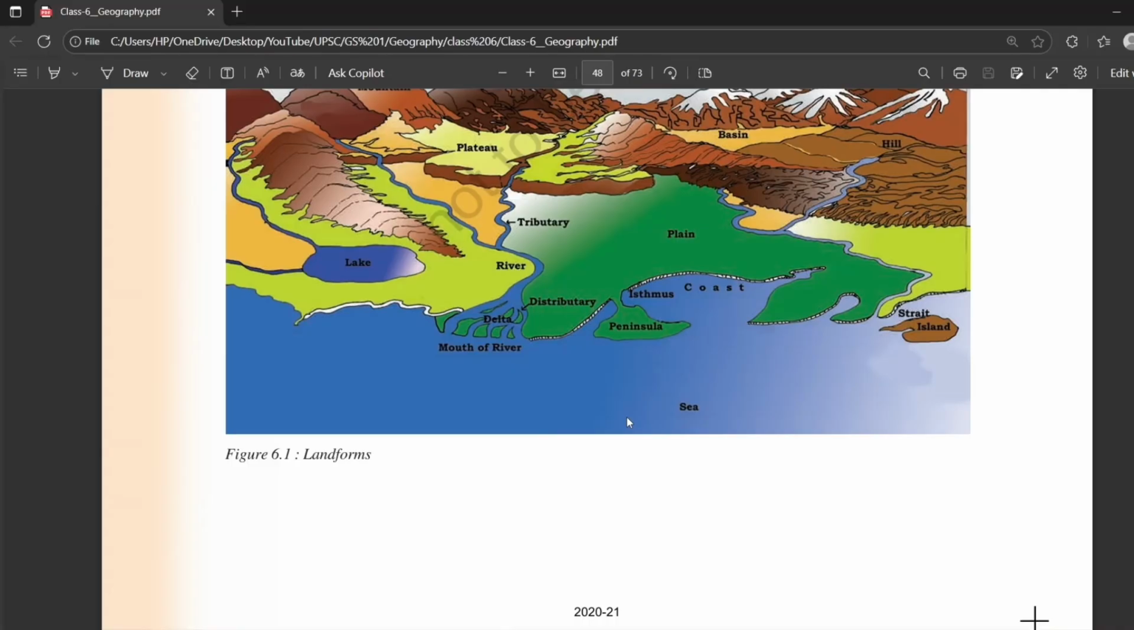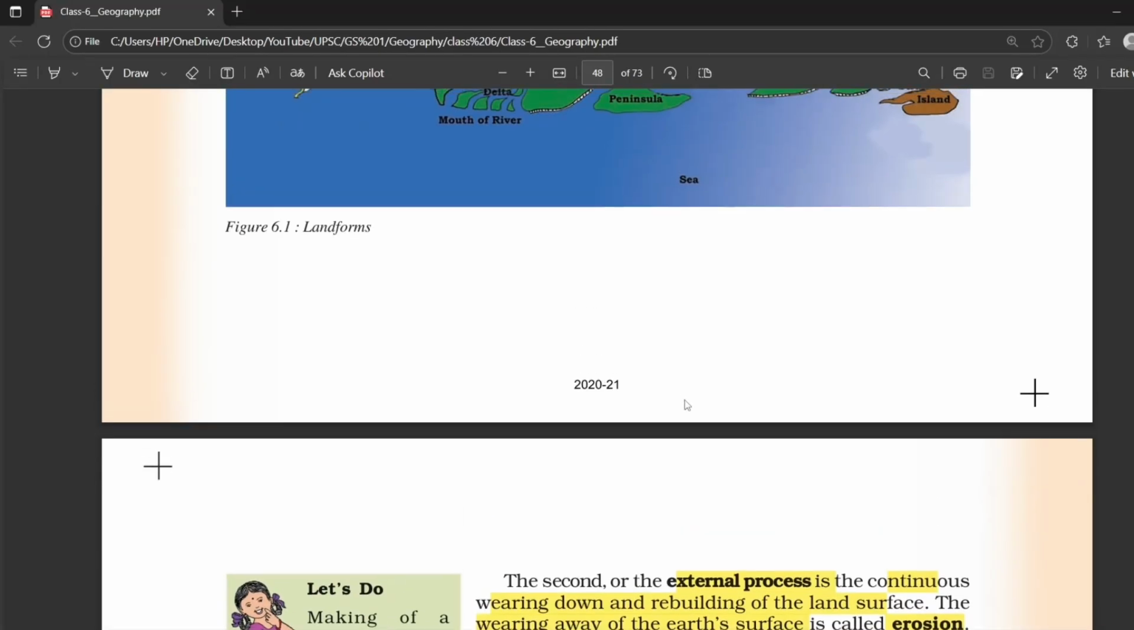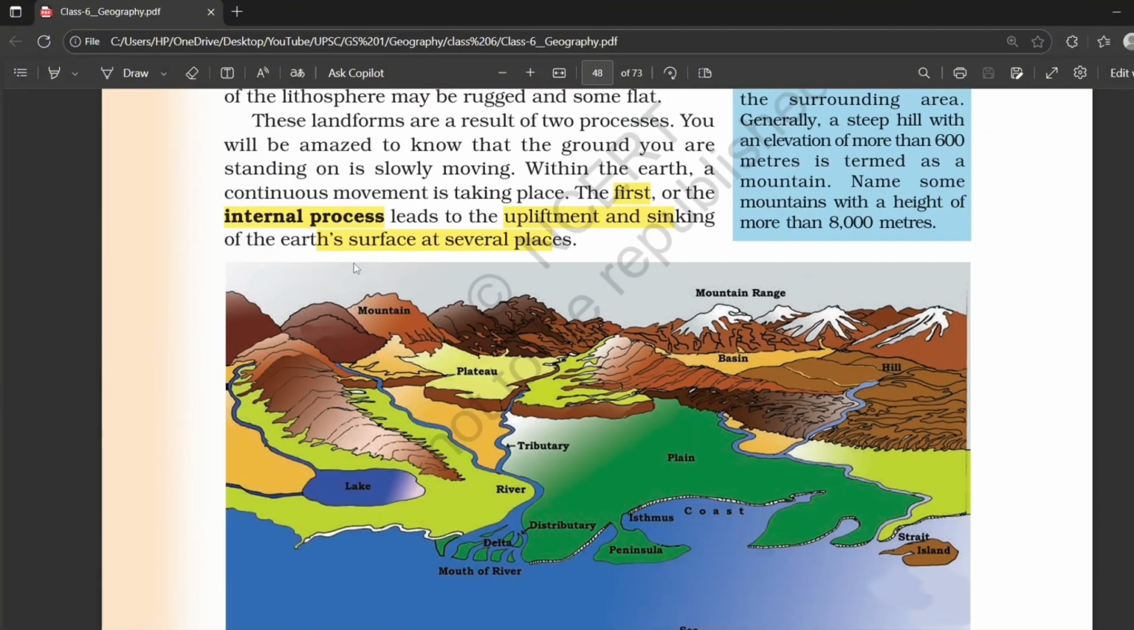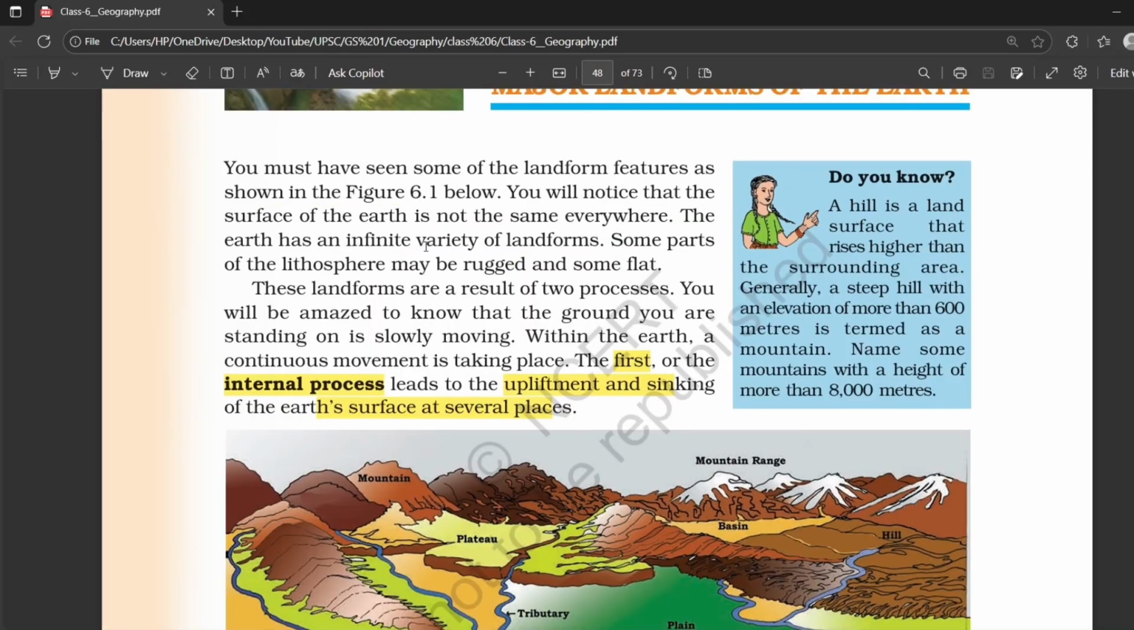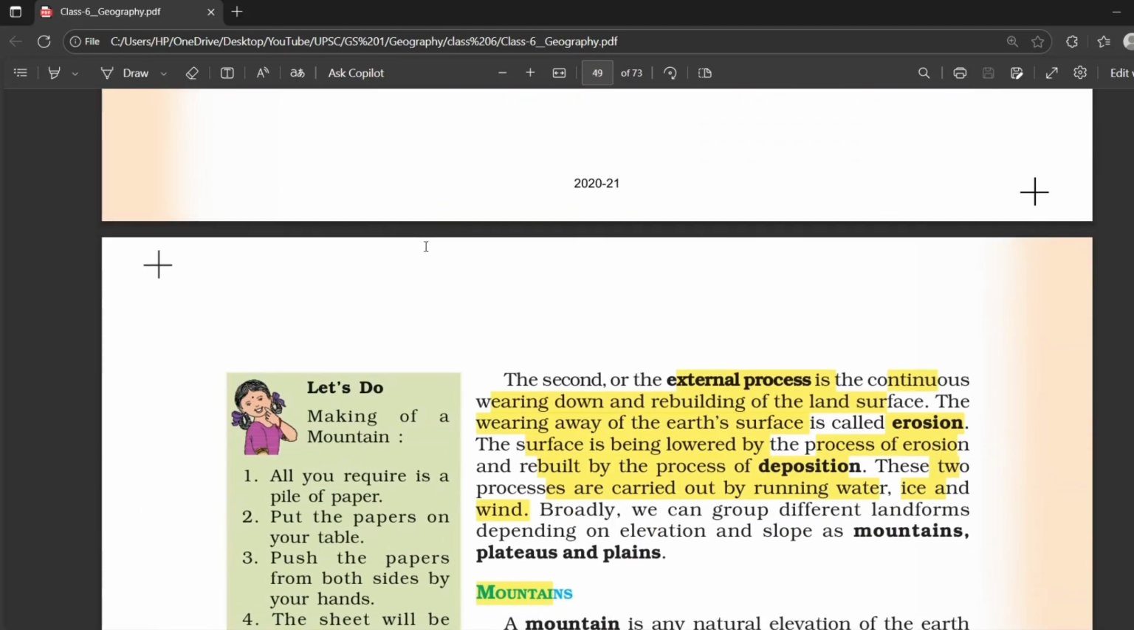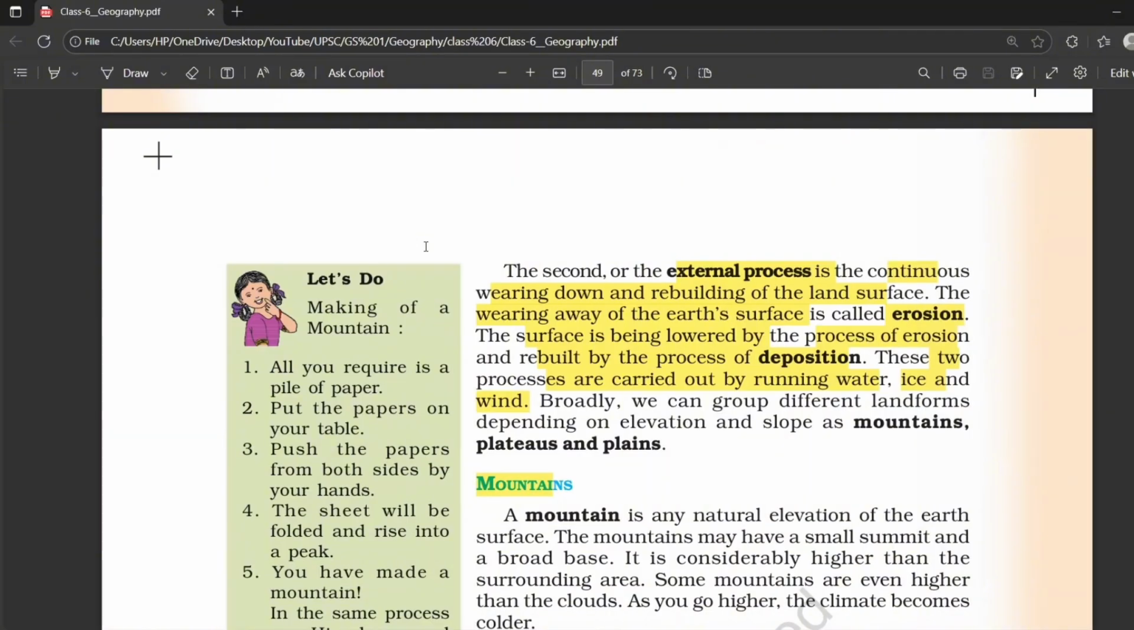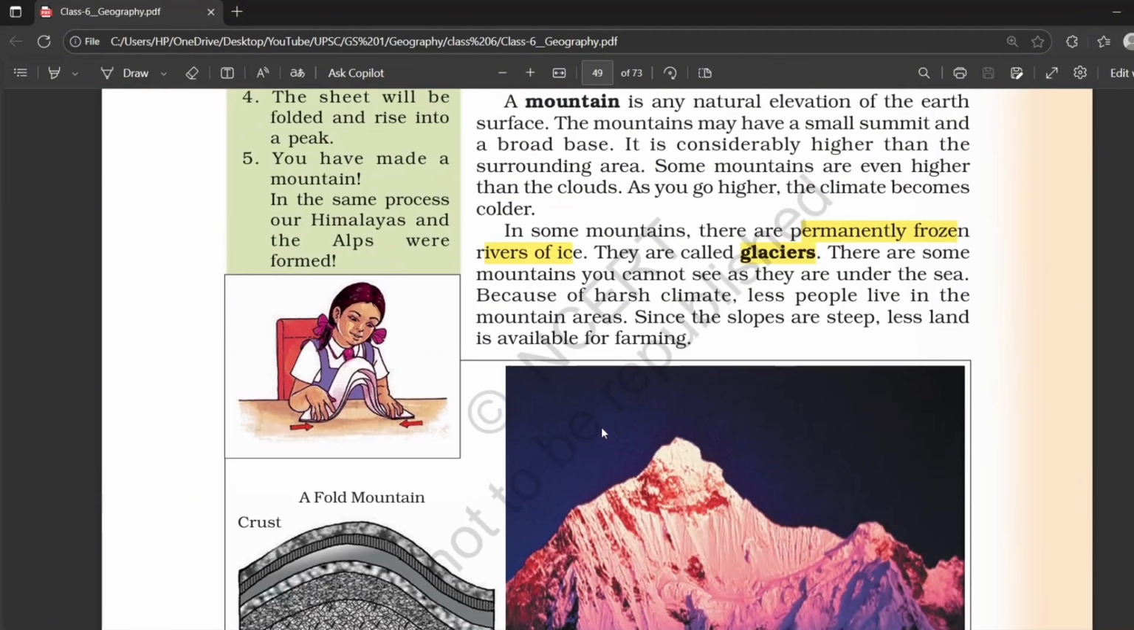Firstly, the landforms are formed by two processes, the internal process and the external process. The internal process leads to upliftment and the sinking of the earth's surface. For example, mountains and plateaus are formed due to the upliftment of the earth. Similarly, the external process involves wearing down, meaning erosion and deposition of the earth's surface. This is done mainly by running water or wind. For example, plains are formed by the external process. First, we will learn about the mountains.